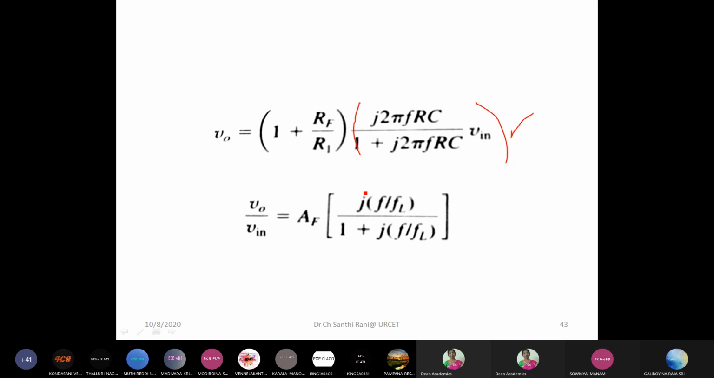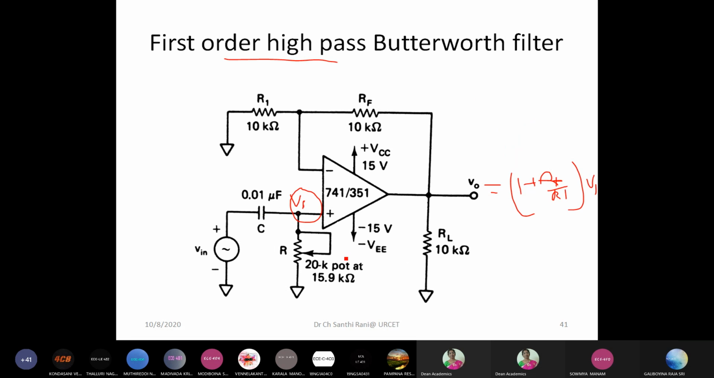Okay, yes, someone responded. Okay, repeat. So let me show you this. Here we want to express V0. The OpAmp is connected in non-inverting mode. Therefore, V0 is equal to 1 plus RF by R1 into Vin. Vin means the voltage that is applied exactly at the non-inverting input terminal.